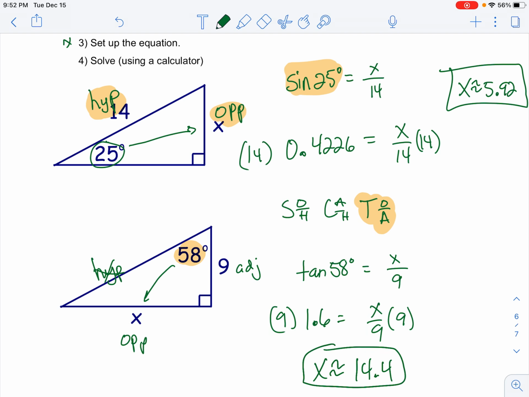And that's it. So hopefully that makes some sense. We're identifying opposite, adjacent, hypotenuse. And then you have to say which one are we using, sine, cosine, or tangent. And then once we identify, we just use our calculator to solve for that missing side. All right, so that is it for the day 1 notes for Unit 6.